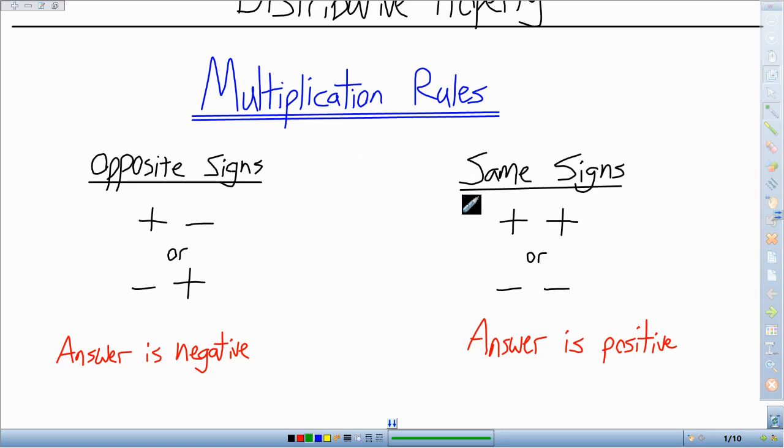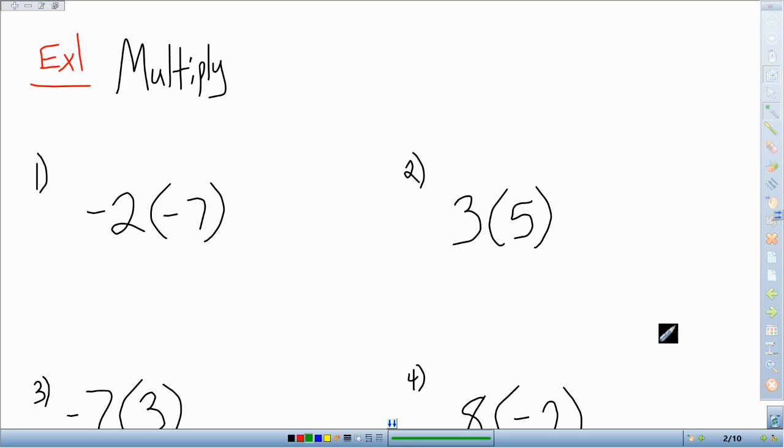On the other side, if the two numbers have the same signs, both are positive or both are negative, we will always get a positive answer. You know a negative times a negative gives you a positive, and a positive times a positive gives you a positive. So again, just a little reminder, fundamental rules there. Keep them in mind as we go through this. Let's try some really simple examples on this.